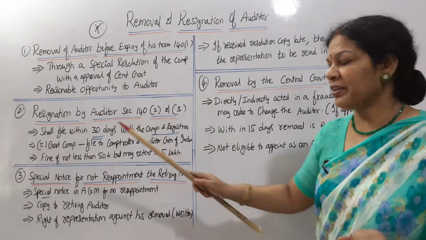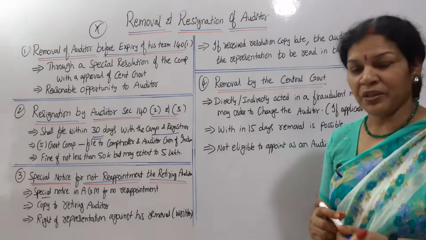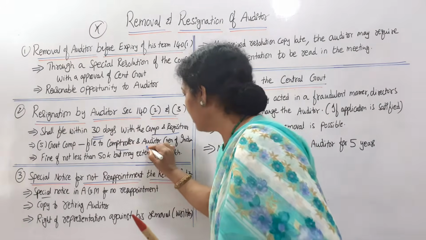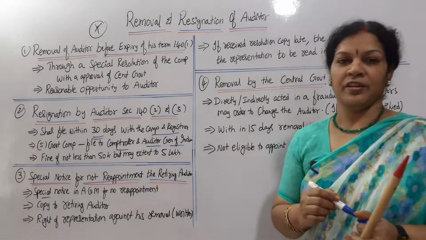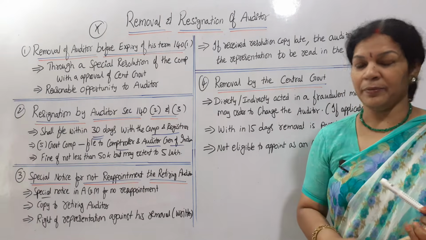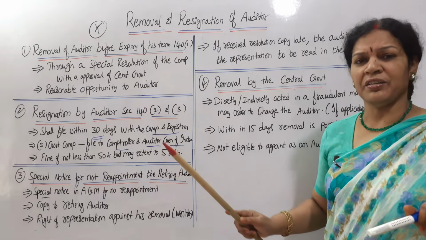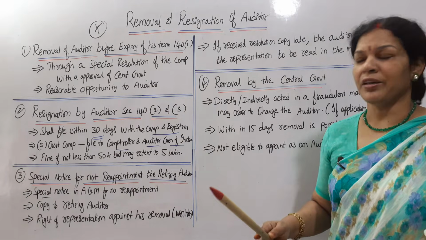If it is a government company and the auditor wants to resign, then he has to file with the Comptroller and Auditor General of India. This is in case of a government company. For a normal company, company and registrar is enough. But anyway, the notice should be given before 30 days.